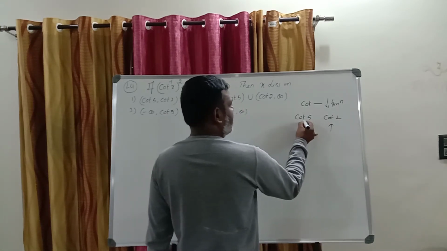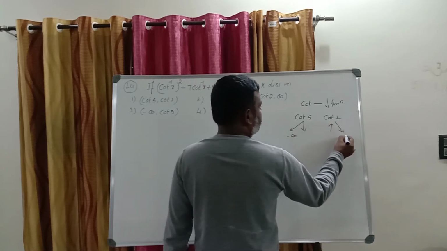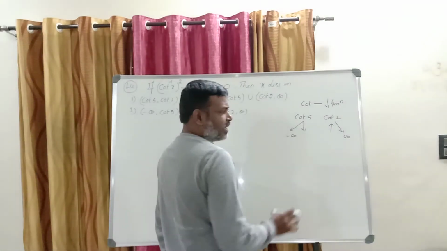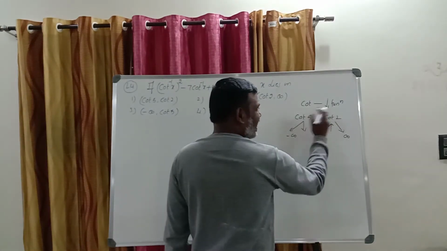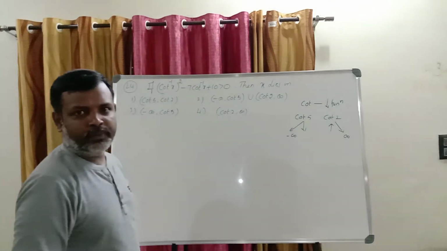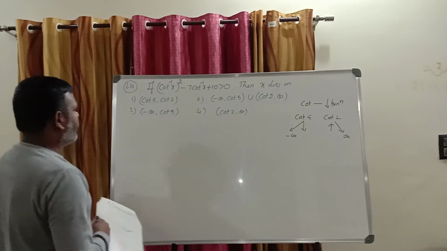Therefore, this cot 5 approaches minus infinity. This cot 2 approaches plus infinity. It is a positive quantity, cot 2. And cot 2 is greater, cot 5 is lesser. You can check and see if you like, you can understand. Is it clear? Okay, now have a look here.